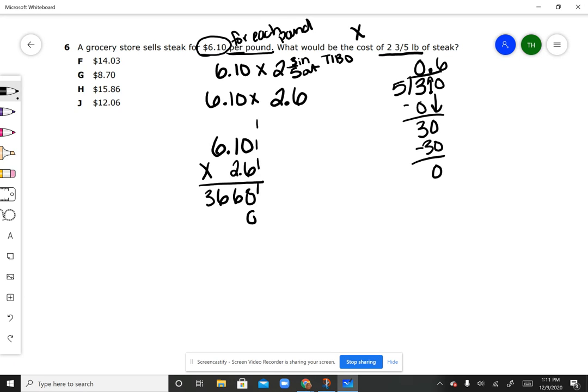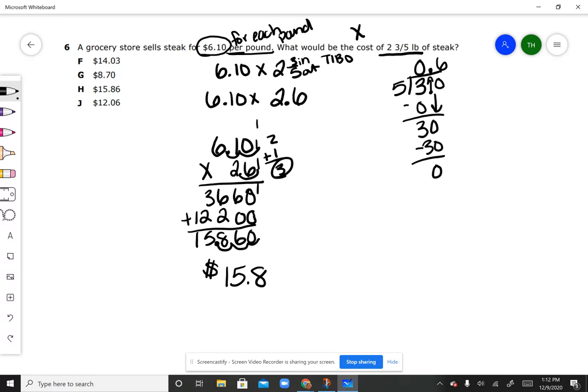Add a placeholder 0. 2 times 0 is 0. 2 times 1 is 2. 2 times 6 is 12. Add that together. Okay. I have 2 decimal places on top, 1 on bottom. I add those together for a total of 3 decimal places. So I know I need to move my decimal in 3 places. 1, 2, 3. So my price for 2 3/5 pounds would be $15.86. So the answer is H.